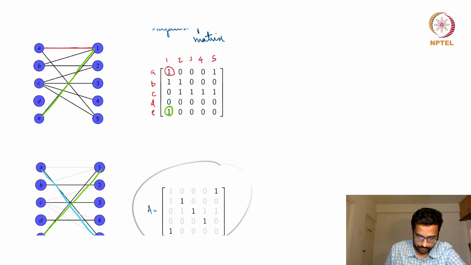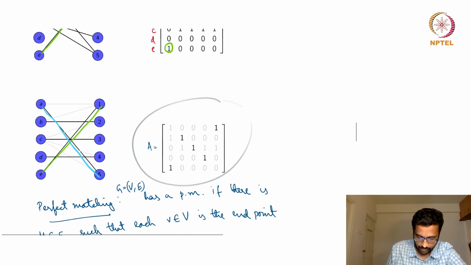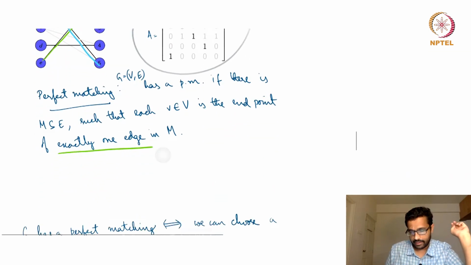Right. Okay, so the top graph is not the same as the bottom graph, because D does not have a partner in the bottom graph, the top graph. And once these two are fixed, A to 5 and E to 1, then B has to move to 2 and D has to go to 4. So this is the only perfect matching that this graph has.